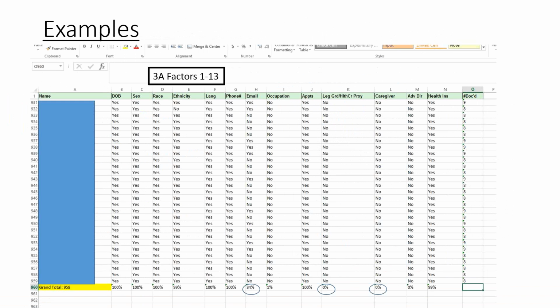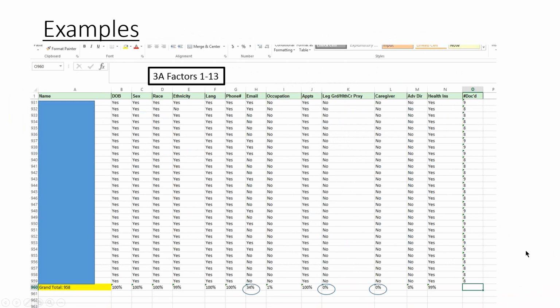But you can see here for this report, this looks at all factors 1 through 13 and gives you your percent at the bottom of where you're at with a yes or no, yes indicating that that information is in the patient's record. And the far right-hand column shows you how many of these different factors are in for each patient.